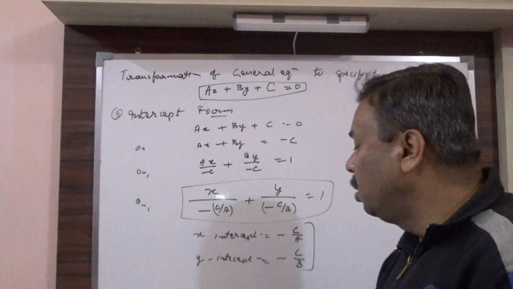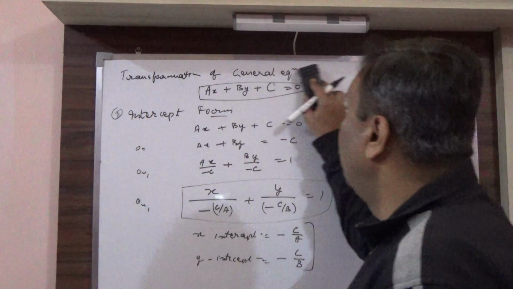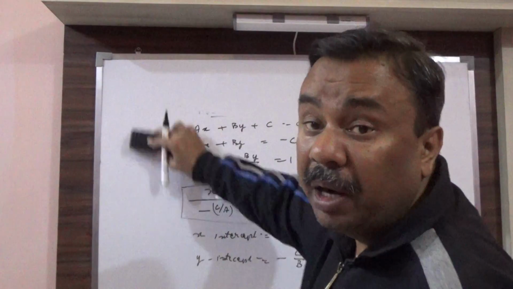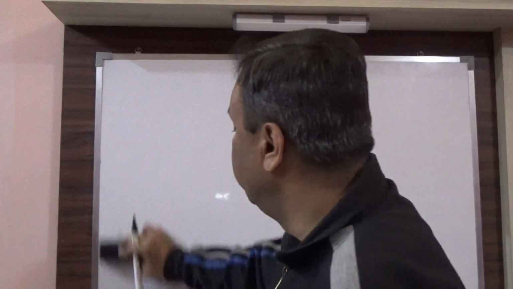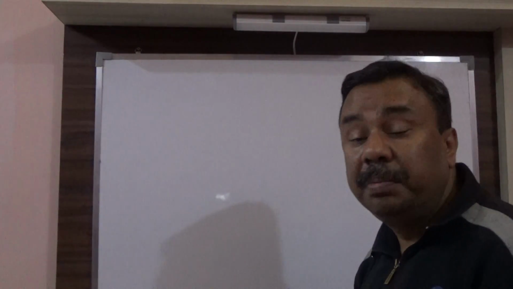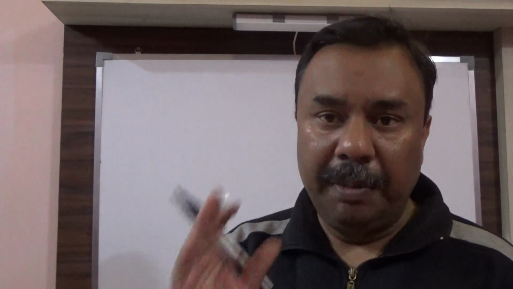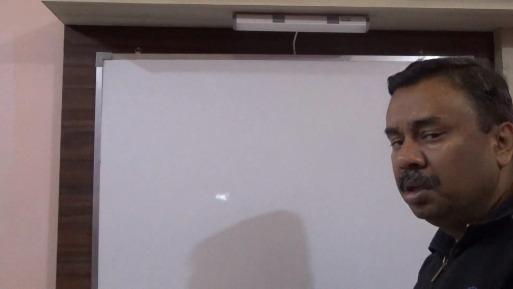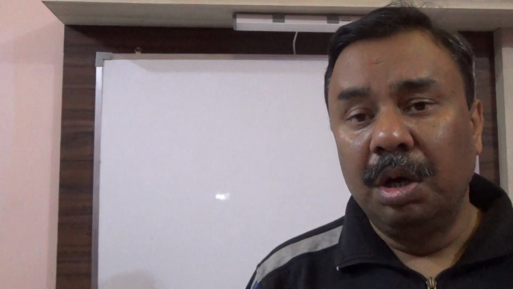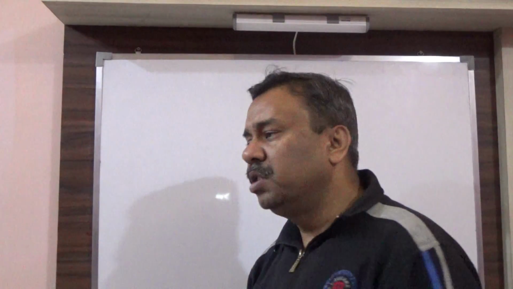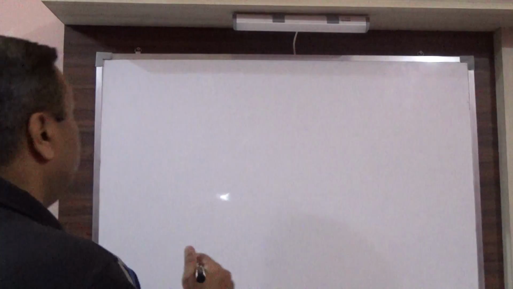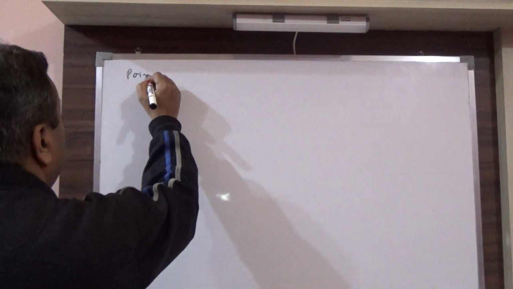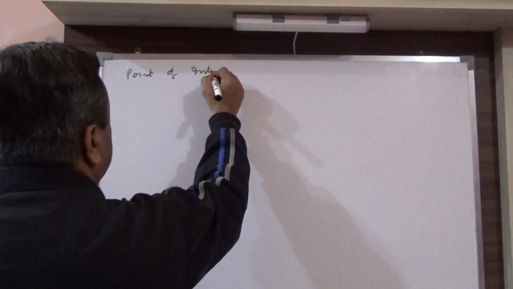Now if there are two lines, that means obviously either they will be parallel or they will be intersecting at some point. There is no third condition possible in a plane. I'm talking about two-dimensional geometry. So in a plane, the two lines will be either parallel to each other or will be intersecting. So first of all, I shall discuss the intersecting lines. If the two lines are intersecting, then what should be the point of intersection?